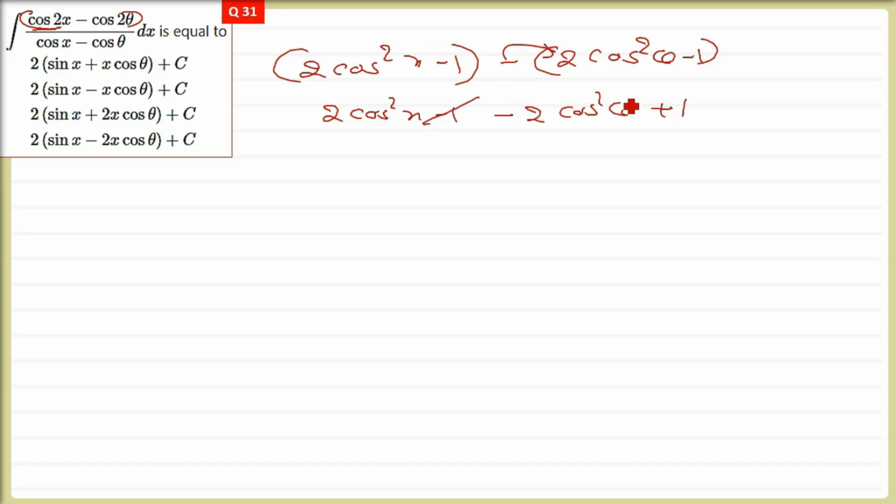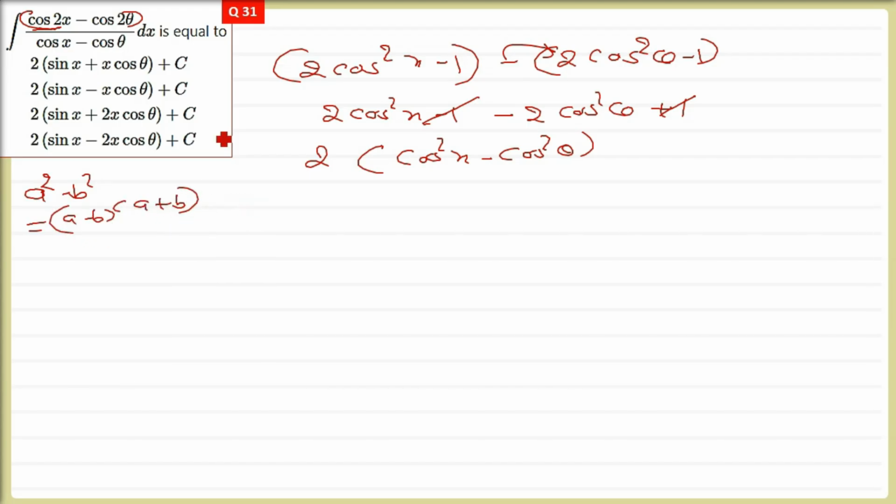1 you can wipe out. 2 you can cancel. 2 you can take outside because 1 got cancelled. Cos square theta minus cos square x remains. Cos square x minus cos square theta to be precise. A squared minus b square is a minus b into a plus b. Now I am coming to the integration. We have just resolved our numerator.